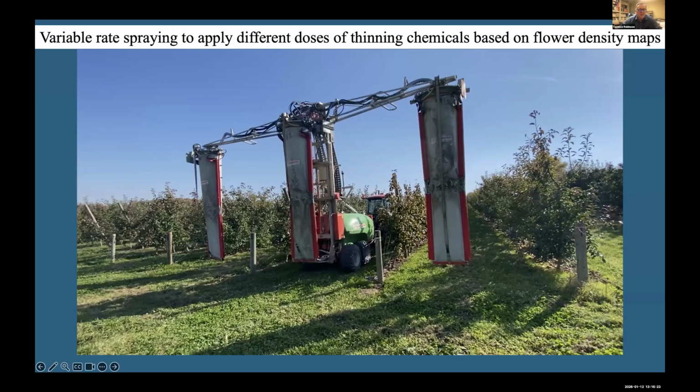The idea of variable rate spraying is to apply a different dose of chemical to each tree based upon its flower density. This requires then mapping the orchard at bloom, or say late pink to early bloom, or full bloom, developing then a task map from that camera map, and then putting that into a computer-controlled sprayer, and then applying different amounts of chemical to each tree depending on what the blossom load is.